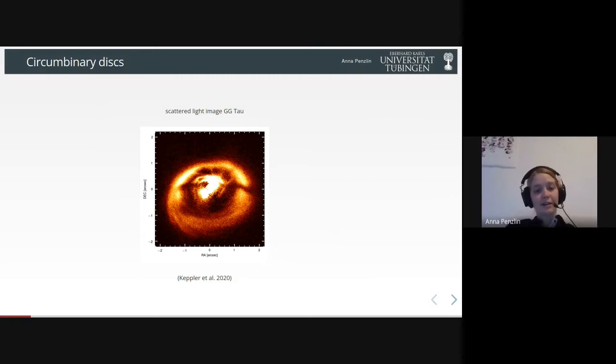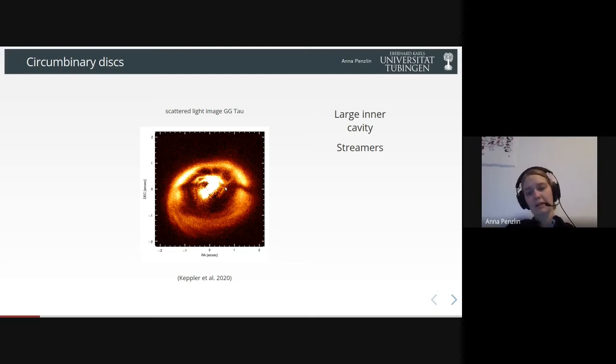So a binary has a circumbinary disk like this one. This is a scattered light image of a circumbinary disk, and what you can see here, this dark region, is where you have no scattered light, meaning that it is a very empty region, because you don't need a lot of dust to scatter light. When it's dark, it really means there's nearly nothing. But you can also see you have a large inner cavity, and then some material going in here.